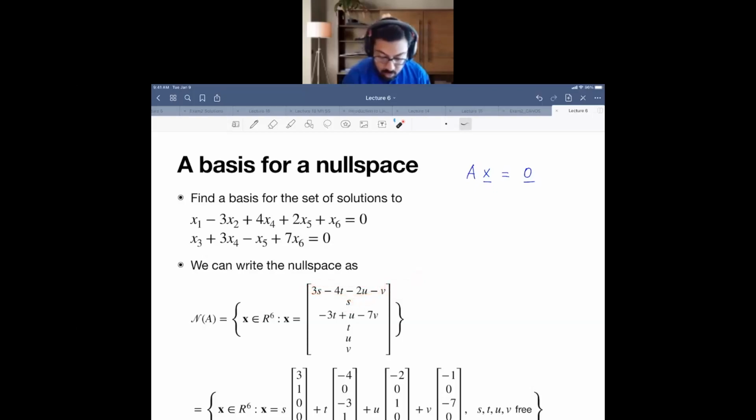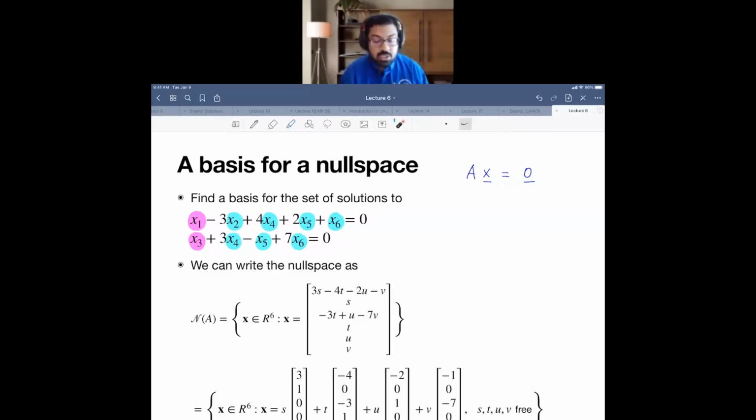Once you start doing the row reductions, you will see that x1 and x3 will become your leading variables. All the others will be your remaining variables. So x2, x4, x5, x6, all of these are remaining variables.